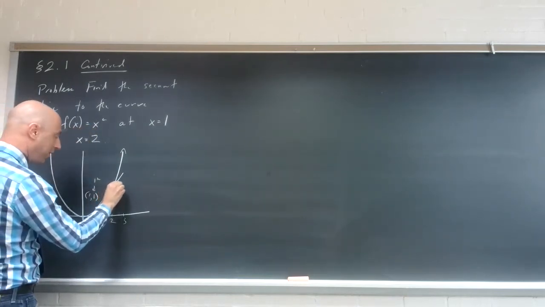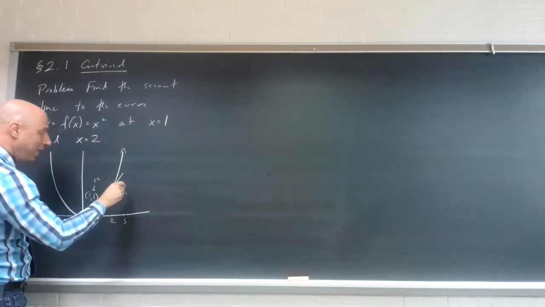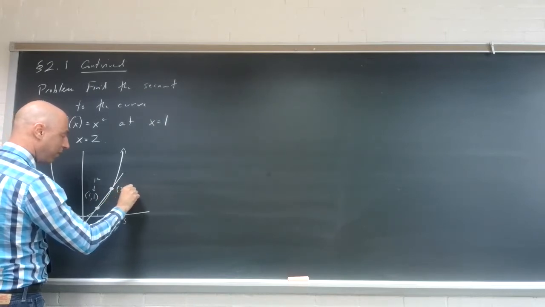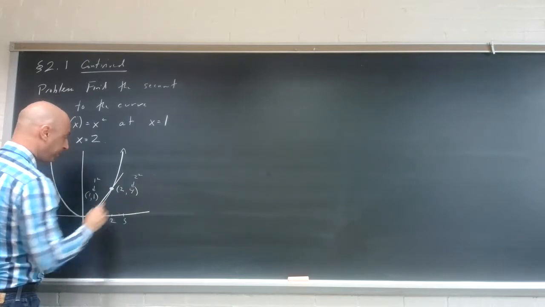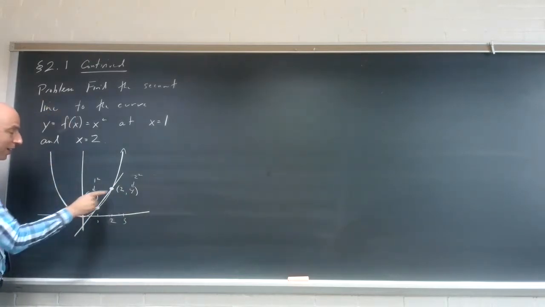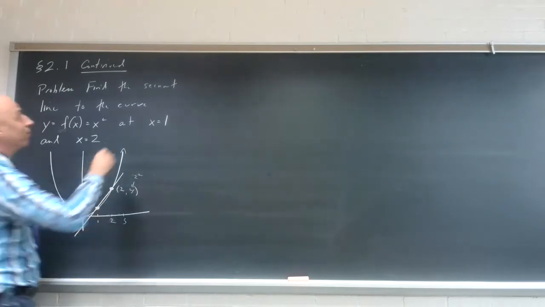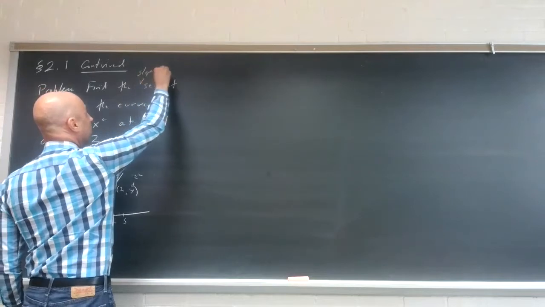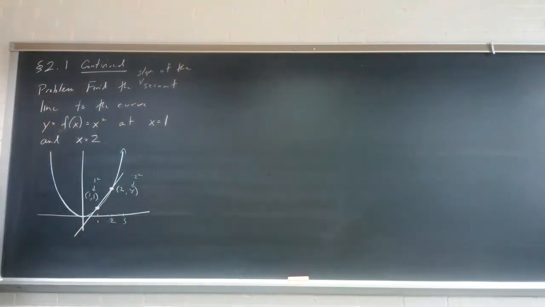And this point is x equals 2. That's the other x value we're given. And the y value is 2 squared, or 4. So x1, y1, x2, y2. Oh, right, I forgot the words: the slope of the secant line.